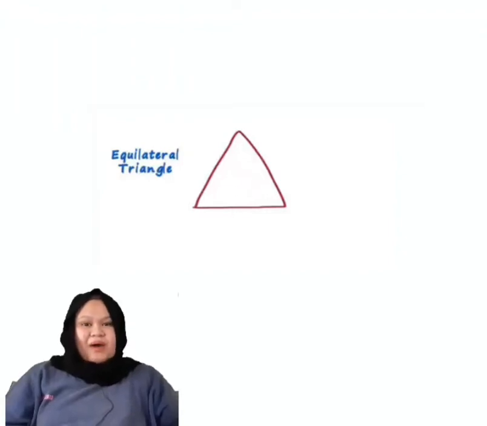What's so special about the area of an equilateral triangle? To get to its area, we need to understand a few concepts. First, all sides of the equilateral triangle are equal to each other, and so are the angles. All sides equal and all angles equal.